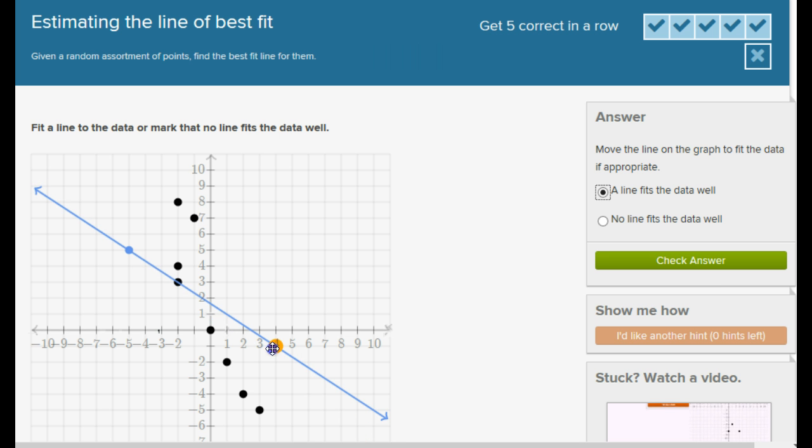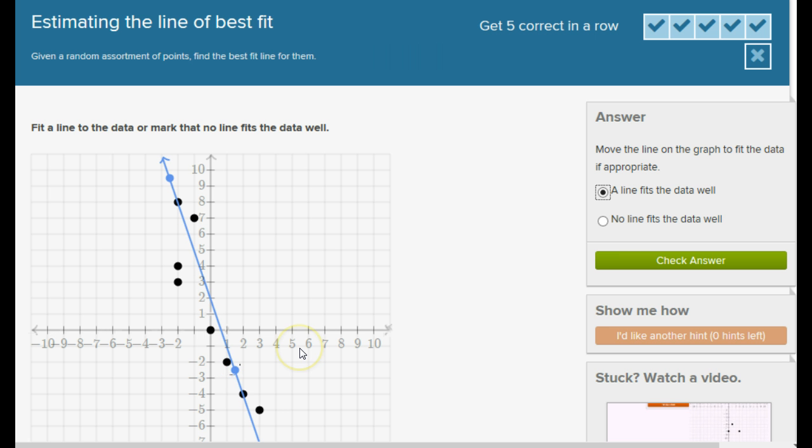Now some people might do something like this, and they'll say, well, I hit that point. I have 3 points above the line, 4 points below the line. That's pretty good. But if we look closely, this line really isn't following the direction of the points. They're going more like in this direction. So let's make it a little steeper. Let's move it up like that. Let's move this over here.